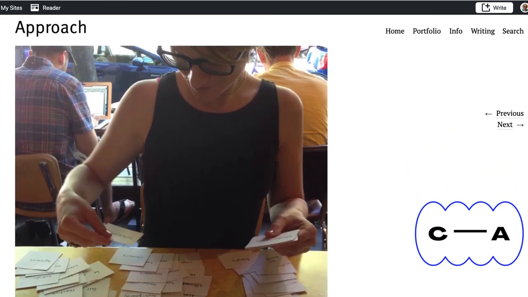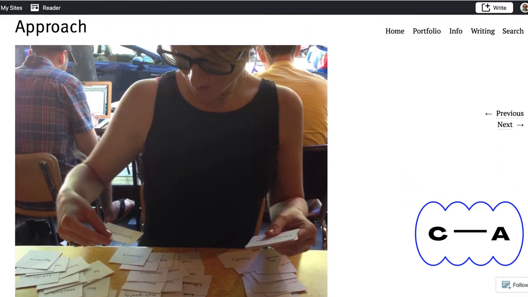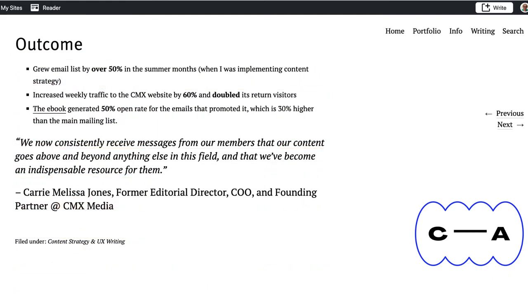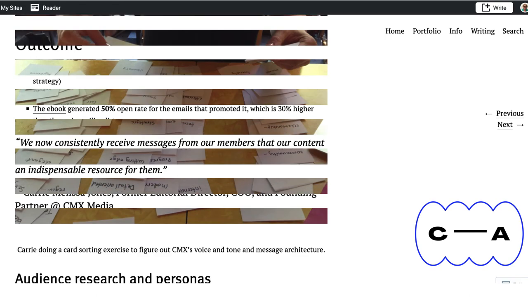Because the third level one heading is lengthy, we're going to skip ahead to the fourth and final. Outcome. The narrative here describes the results, the value that Clem's work delivered for the website owner. Note how specific those outcomes or results are. Grew the email list by over 50% in the summer months. Increased weekly traffic to the CMX website by 60% and doubled its return visitors. And again, there's another quote from the client.